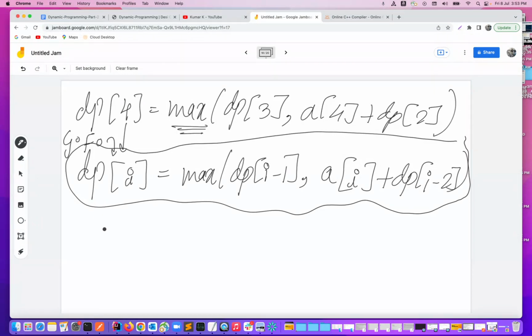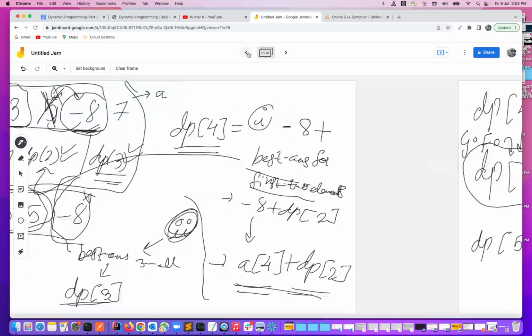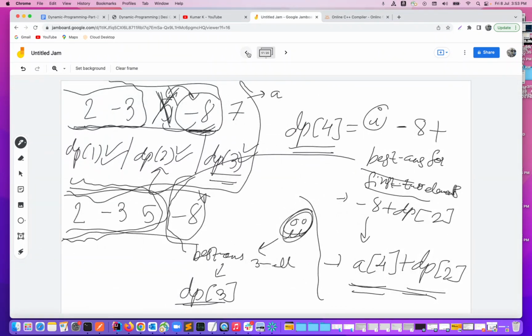We have to go till the last, right? That's why. So let's try to calculate dp of 5 now. Okay, this is just an exercise. You don't need to, but let's do it for better understanding. So if we try to discuss dp of 5, what was our array? 2, minus 3, 5, minus 8, 7.